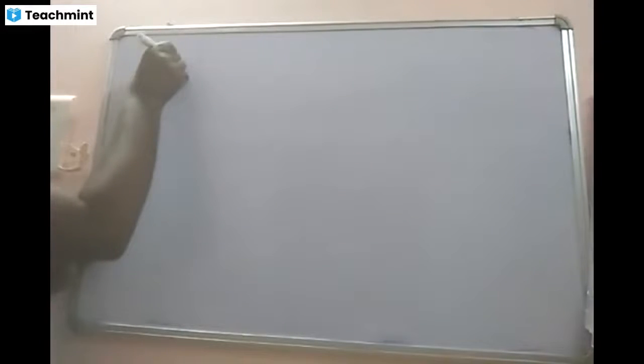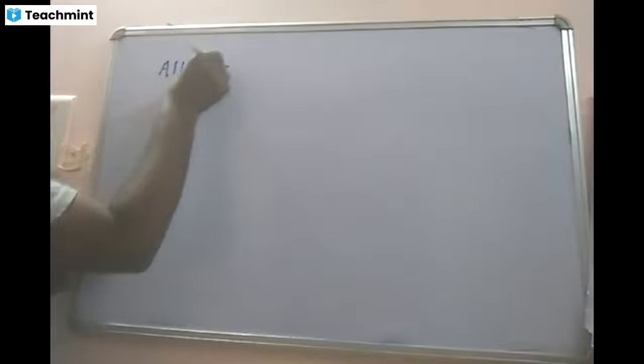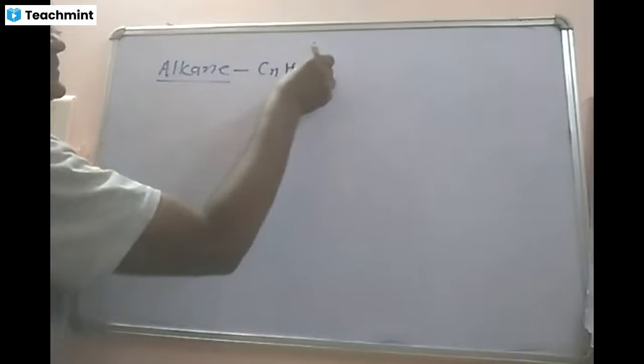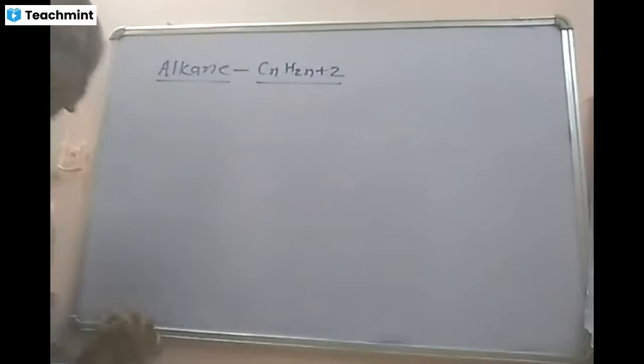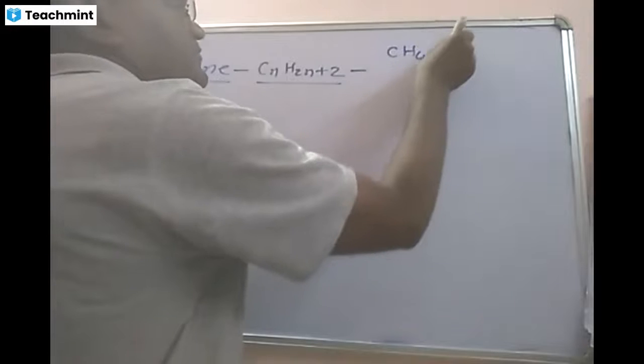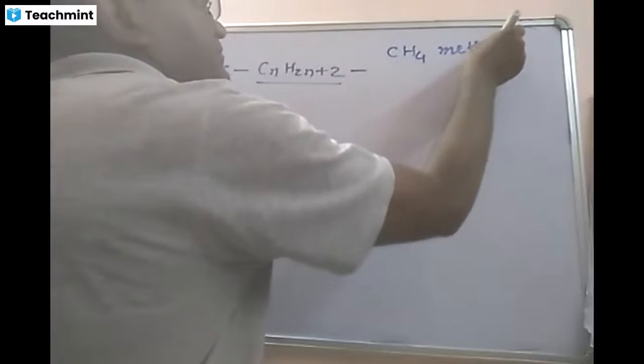So in the previous lecture, we have studied the alkanes. These are the compounds having general formula CnH2n+2. जितना कार्बन होगा उसका डबल प्लस 2 हाइड्रोजन होगा. So इसके एग्जांपल के तौर पे हमारे पास में था एक ये कंपाउंड, that is methane.